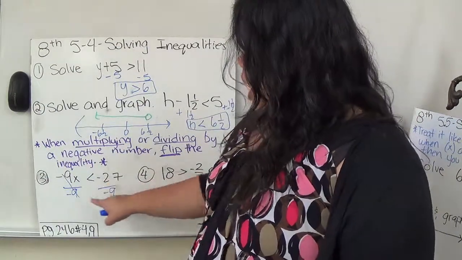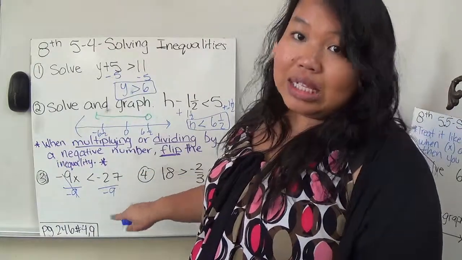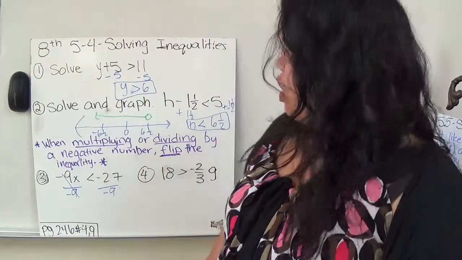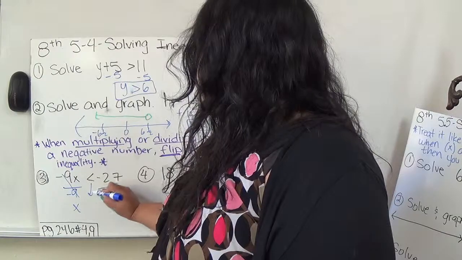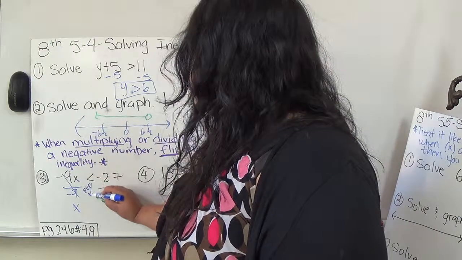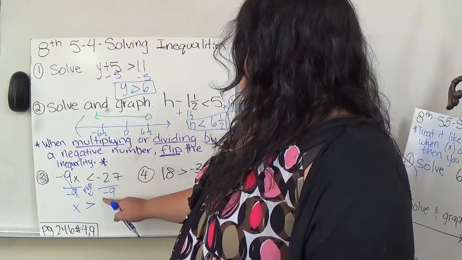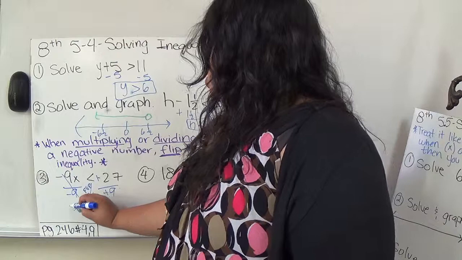Because I'm not dividing or multiplying by a negative number, it just so happens the number I'm dividing or multiplying is negative, but that doesn't count. It's only when the actual number I'm moving is negative itself. I cancel out and I take this and I flip it this way. And negative 27 divided by negative 9, these negatives cancel out and I end up with positive 3.